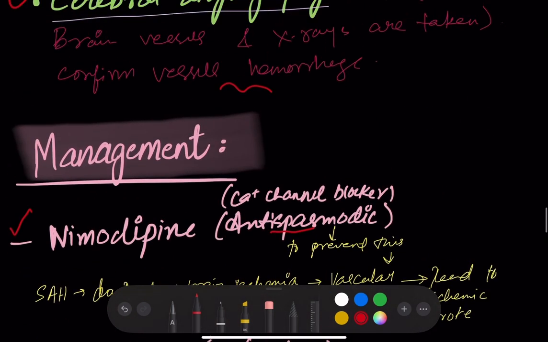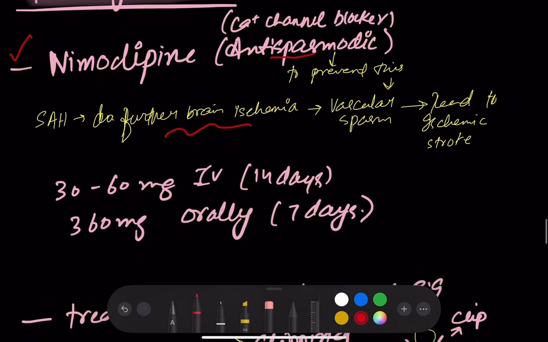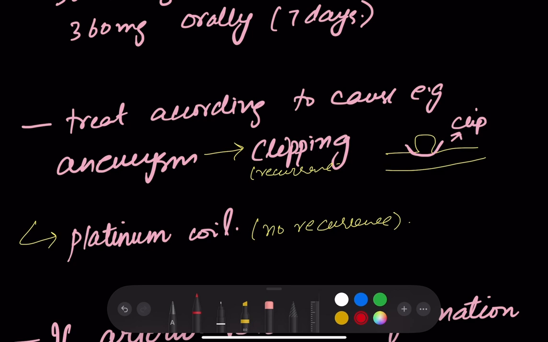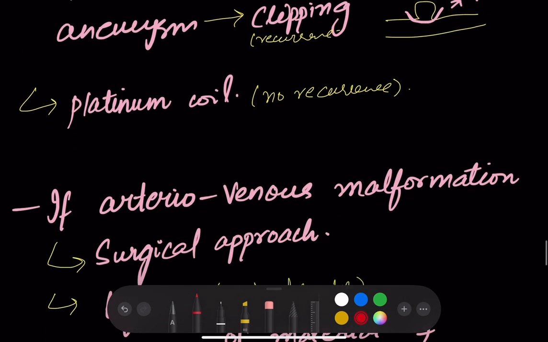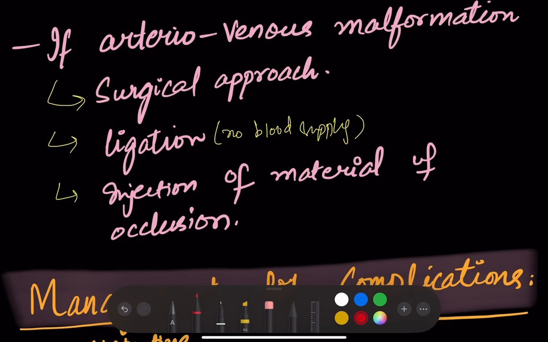So as we know that due to subarachnoid hemorrhage, further brain ischemia can occur. So for that purpose, we will give calcium channel blockers, that is antispasmodics, which is nimodipine. Then we will treat the cause, and if the cause is aneurysm, then clipping is done. Clipping is one option, but recurrence can occur due to clipping, so another option is platinum coil, and there is no recurrence with the platinum coil. If the cause is arteriovenous malformation, then a surgical approach is done, and ligation is done, and injection of occlusion material can also be done in the case of subarachnoid hemorrhage.